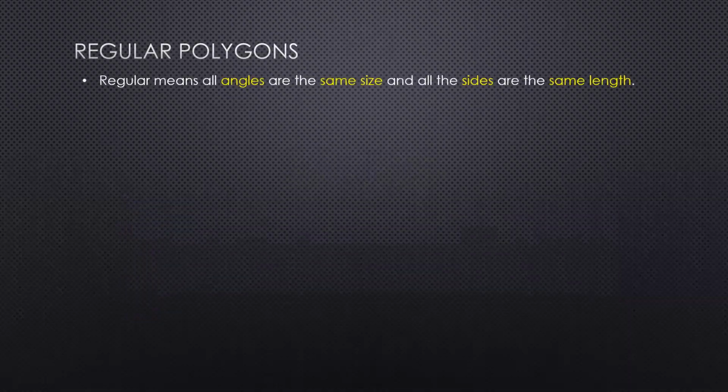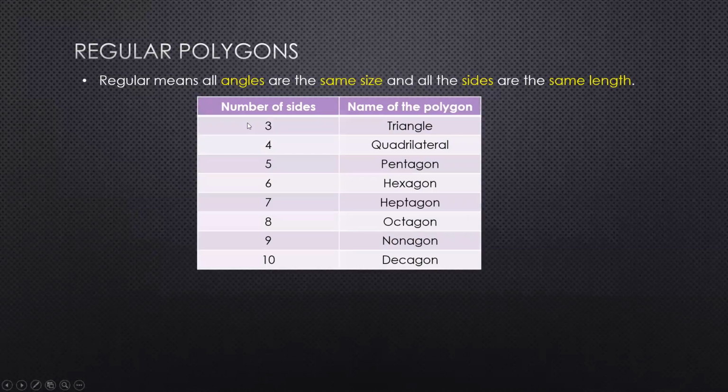For a regular polygon, regular means all angles are the same size and all the sides are the same length. Okay, so for example, if you have three sides, then we call this a triangle. Actually, if it's a regular one, we call it an equilateral triangle. Four sides is considered a quadrilateral. If it has four equal sides, we call it a square, right? Remember? So if we have five sides, it's called a pentagon.